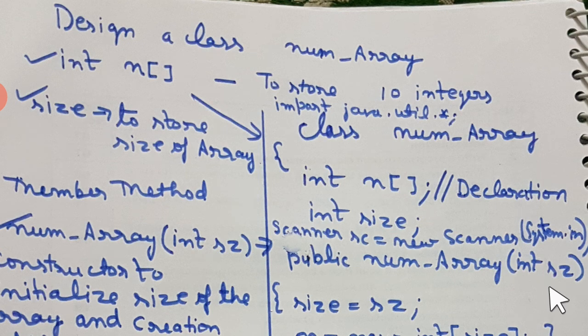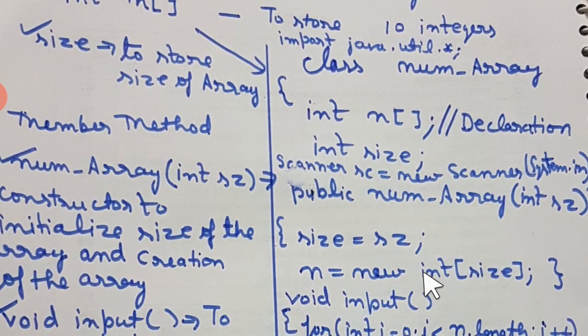Alright. After that, students, this size will be used in the creation of the array. How? Let me show it to you. Here I have written n. n is the name of the array, you can see here n square brackets. Assignment operator new int square bracket size. So this size, which has been initialized with the value of sz, is now going to allocate memory using the new keyword. One very important thing is that I have written int and then size.